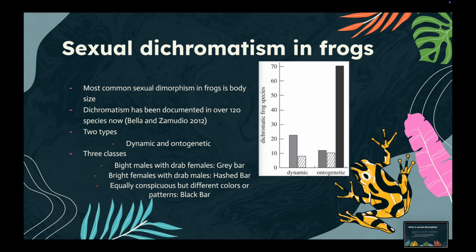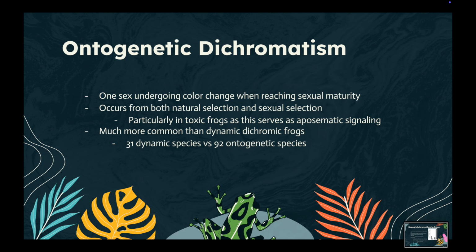And then there is equally conspicuous but different colors or patterns. So it could be a bright male that is green and a bright female that is yellow, but still they look different, but they're equally conspicuous. And this is mutual mate choice. So both females and males are fighting within each other to get the attention of the other sex. And this actually only happens in ontogenetic frog species.